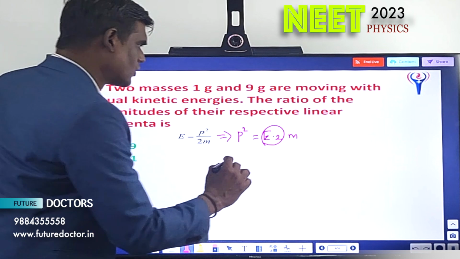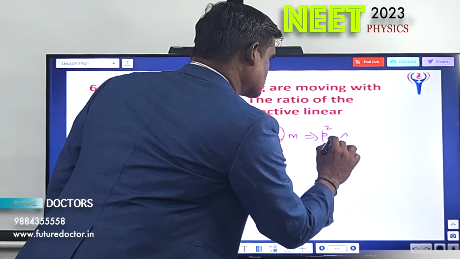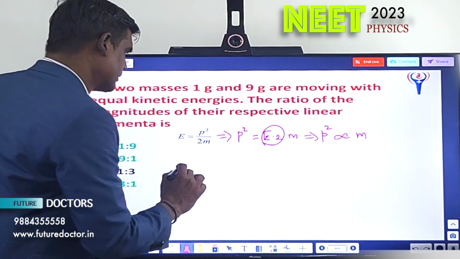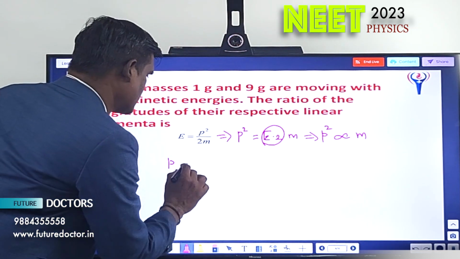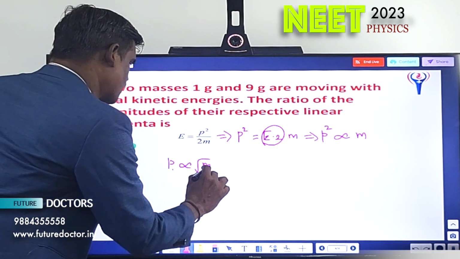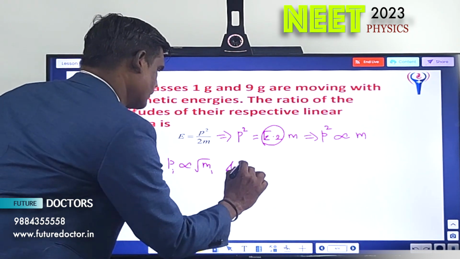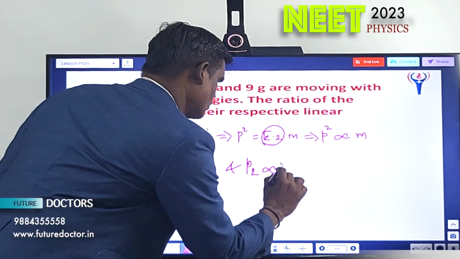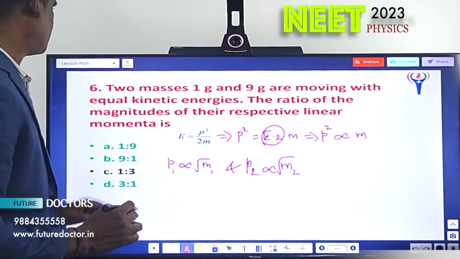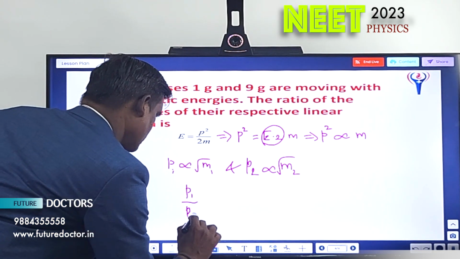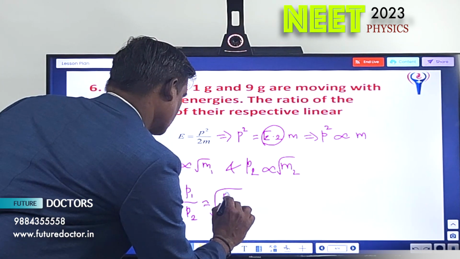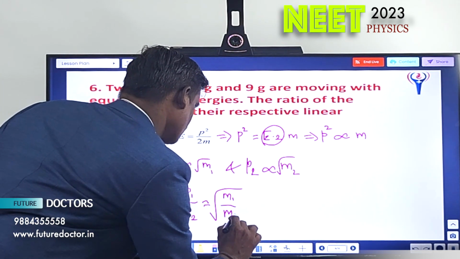So you remove the constant, then what you will get? P square is proportional to m. Now P is proportional to square root of m. Two cases we are having. So P1 is proportional to root m1 and P2 is proportional to root m2. Here what you want to find? P1 by P2. P1 by P2 equals root of m1 by m2.